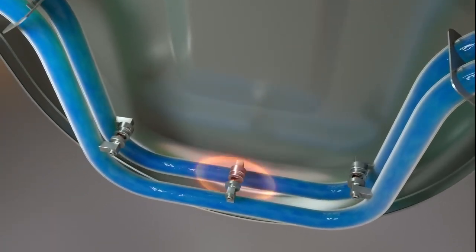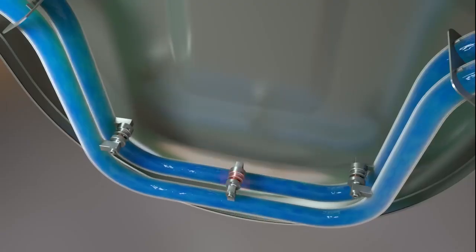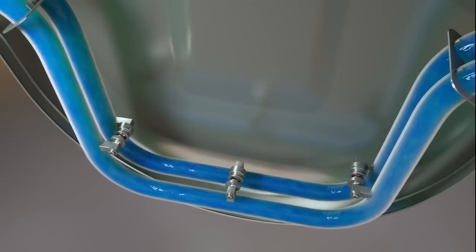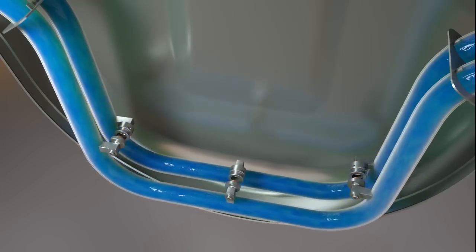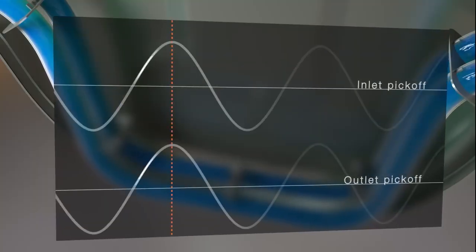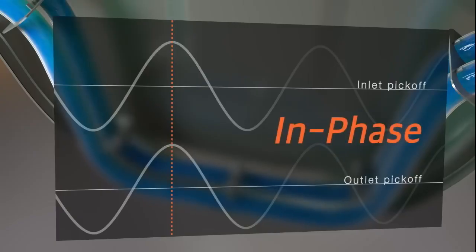During operation, a drive coil stimulates the tubes to oscillate in opposition to each other at the natural resonant frequency of the tubes. Magnet and coil assemblies, which are called pickoffs, are mounted on the flow tubes. As the tubes oscillate, the voltage generated from each pickoff creates a sine wave. The sine waves generated indicate the motion of one tube relative to the other. When there is no flow, the inlet and outlet sine waves are in phase, meaning they are in a synchronized motion.